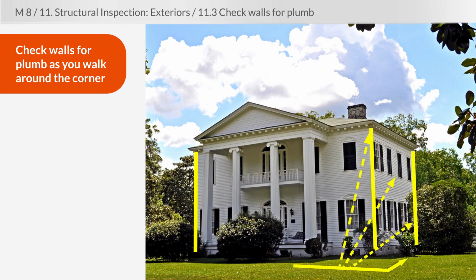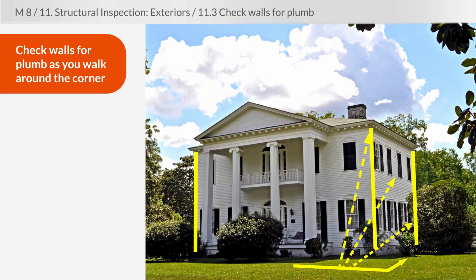As you move around the house, and this is an easy house to look at because it sits on a lot of land, you can check walls for plumb and to make sure they're not bowing out as you walk around a corner. So literally, as you walk around the corner of the house, you turn your head 90 degrees to look at the plane of the next wall of the house. So you're looking to see if the plane is bowing out because that wall should be nice and flat.